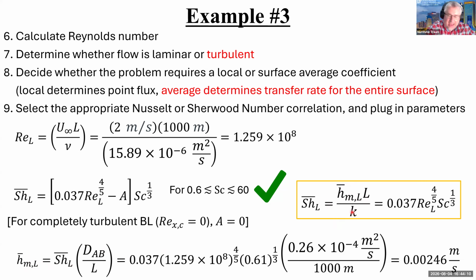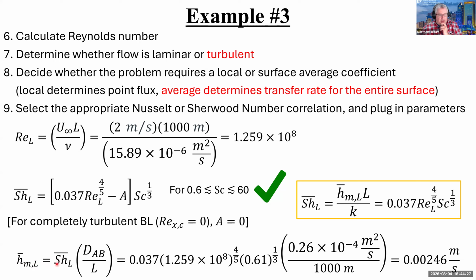This K should be a diffusion coefficient. This should be DAB. Okay, right. It shows up here, but I forgot to change it here. Okay, so I'll change that. This should be DAB.